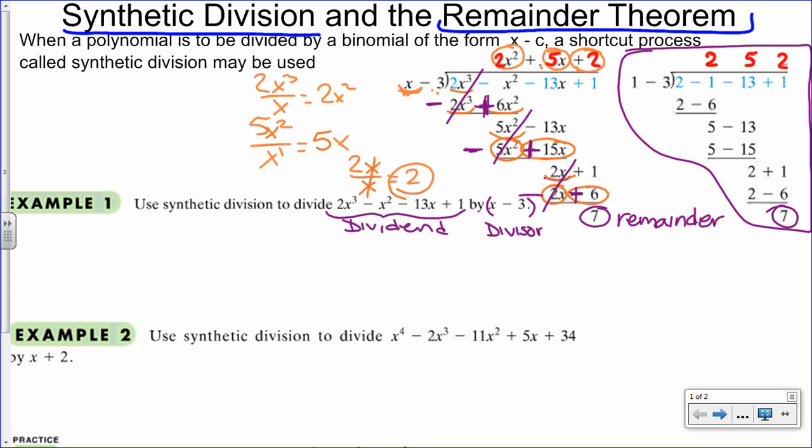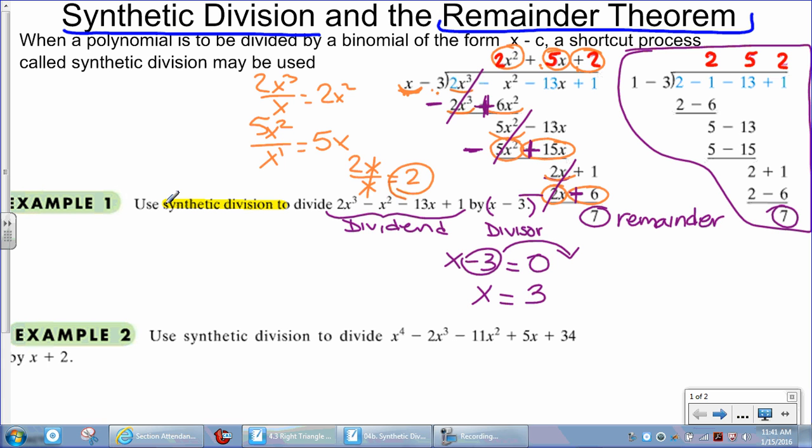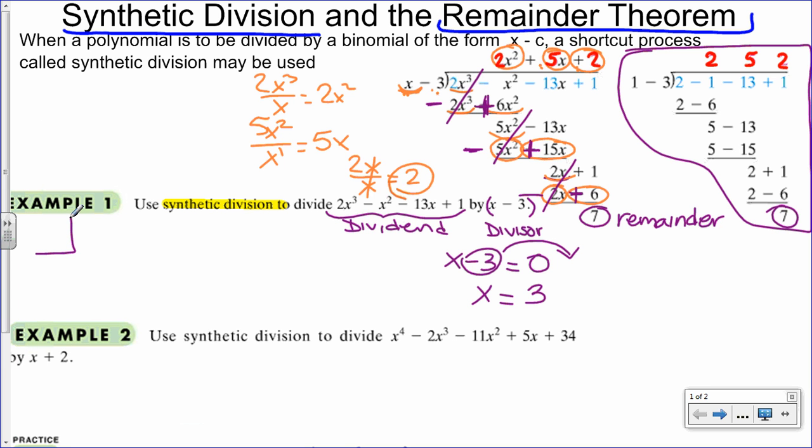So if I take the divisor, x minus 3, and set it equal to 0, and then solve for x, we need to add 3 to both sides. Or we may say we take this negative 3 across, and that turns into positive 3. So what we're going to do is called synthetic division. We're going to have this little box here, and inside that little box, we're going to write the number 3.